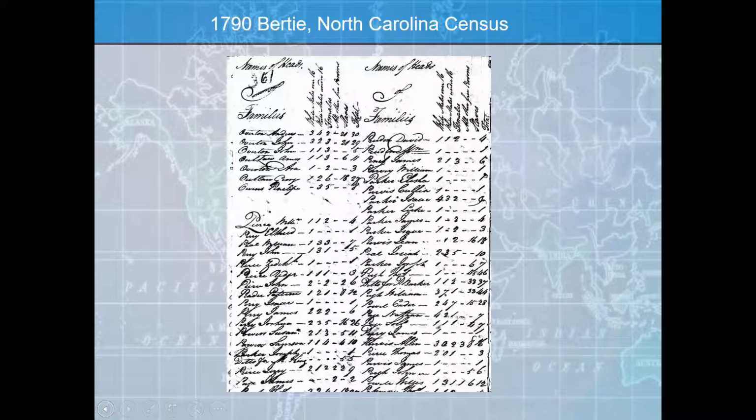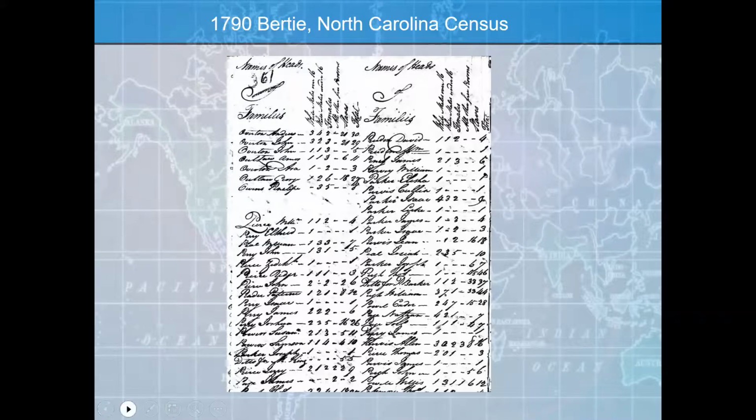We find Comfort Powell as head of household, indicating that she had been widowed by this point. There is one male over 26, one male under 26 and one female. In Scion Records' household, there is one male over 26 and one female.